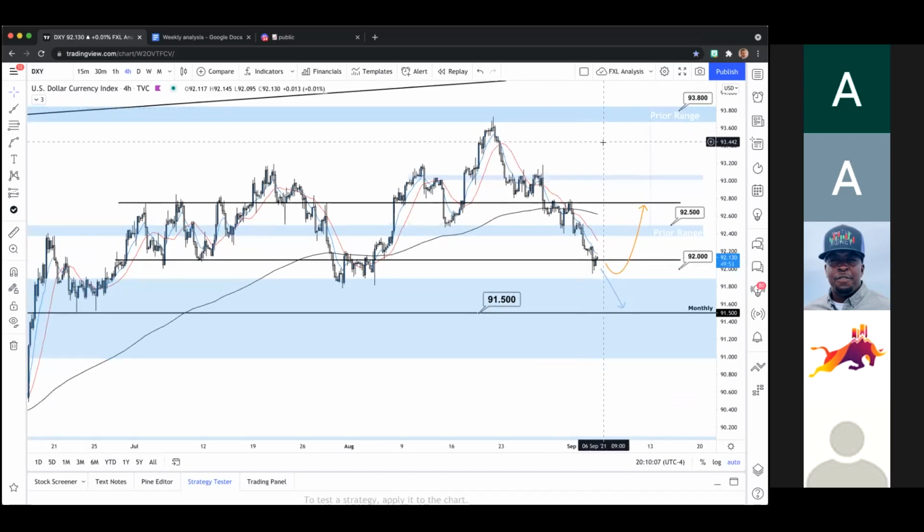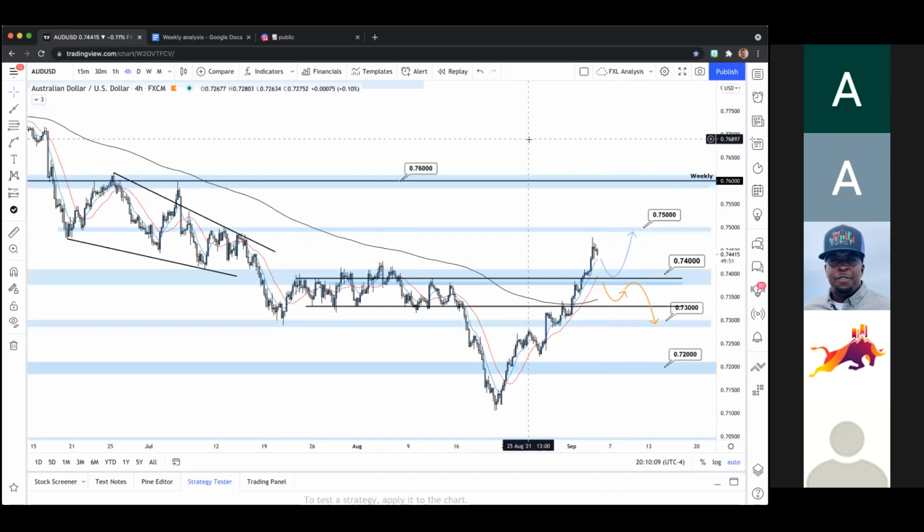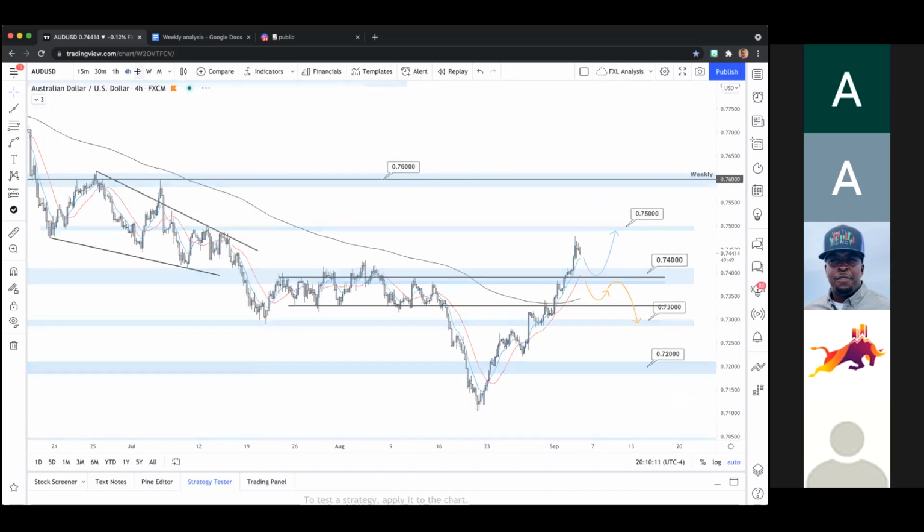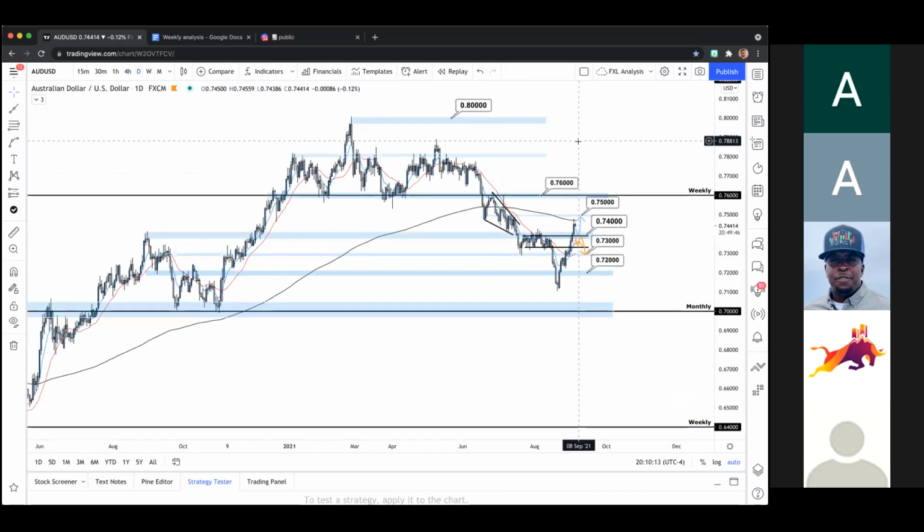Let's move over to AU. First actual tradable pair. Let's go to the daily time frame and grab that trend.